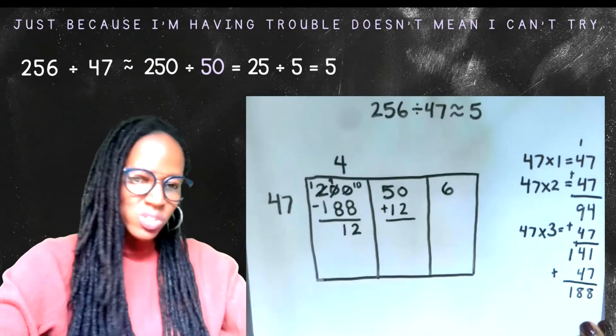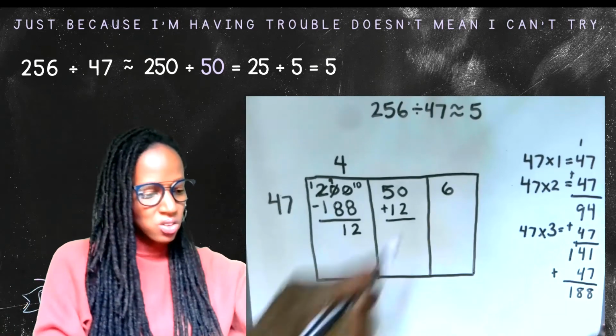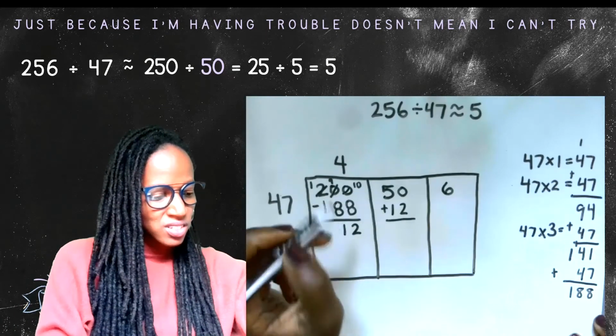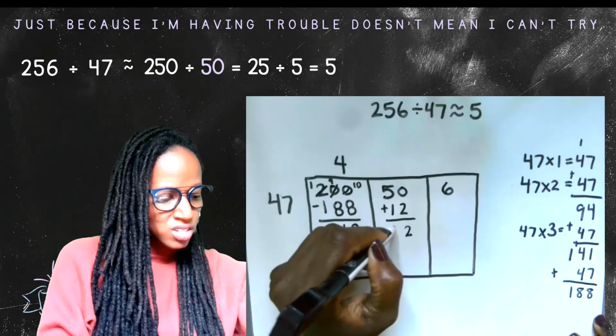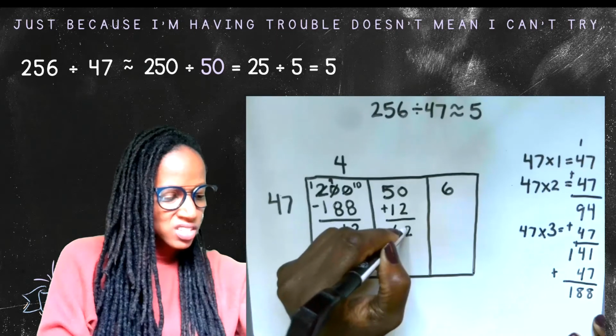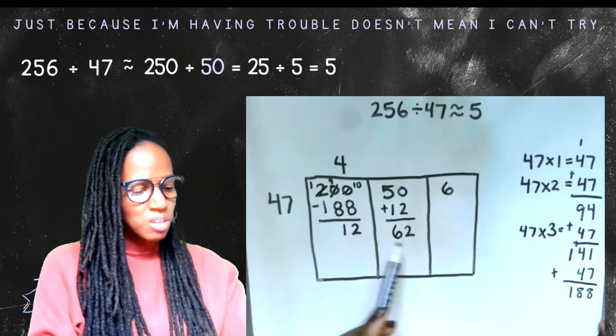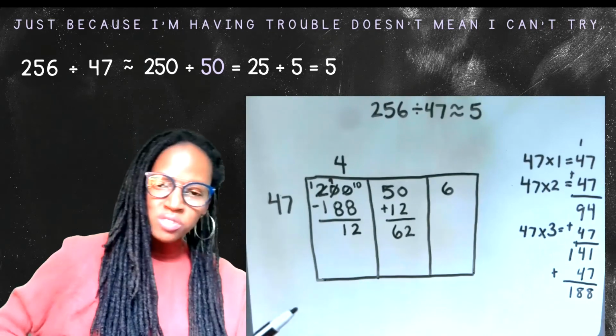Excuse me, it wasn't left over. I'm going to add it to the next place value. So now I have 2 plus 5 plus 1, that gives me 6. So now I have 62 remaining. So I'm asking myself, is 62 enough to make one group of 47?